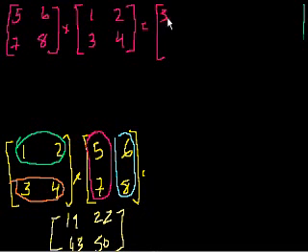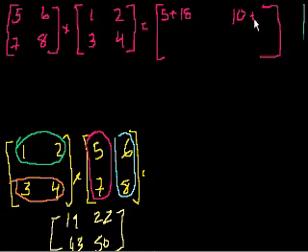So it's 5 times 1. I'm going to skip a step here. So it's 5 plus 6 times 3, which is 18. What's the second term here? It's going to be 5 times 2 plus 6 times 4. So 5 times 2 is 10 plus 6 times 4. 6 times 4 is 24. And all we did is take this row times this column right here.